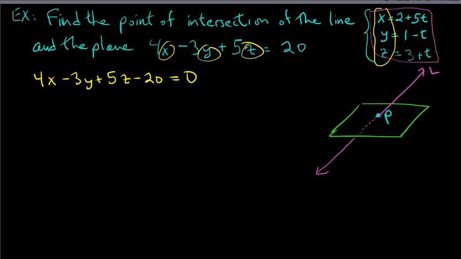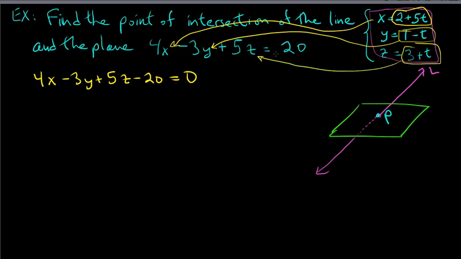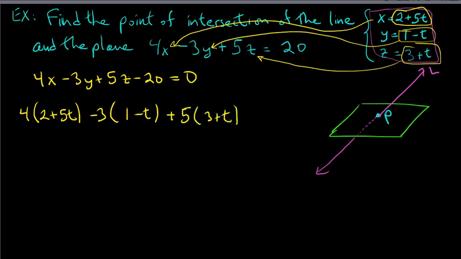So I hope that gives you the right idea here. All we're going to do is substitute this expression for x and plug it into the equation of the plane. Likewise, this expression for y, we'll plug into the equation of the plane, and this expression for z, we'll plug in here. So what happens when we do that? We get 4 times (2 plus 5t), minus 3 times (1 minus t), plus 5 times (3 plus t), minus 20 equals 0, or this just equals 20, either way.